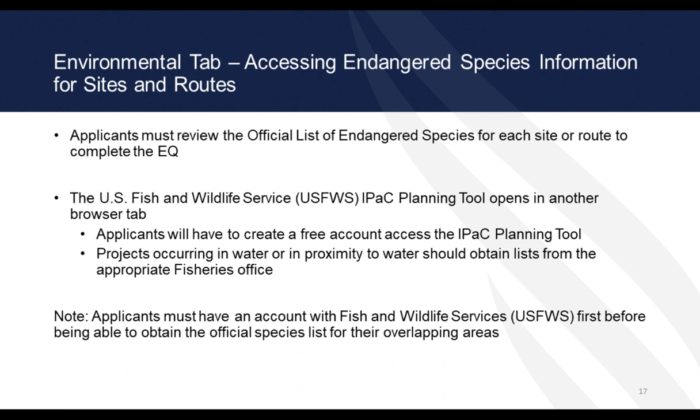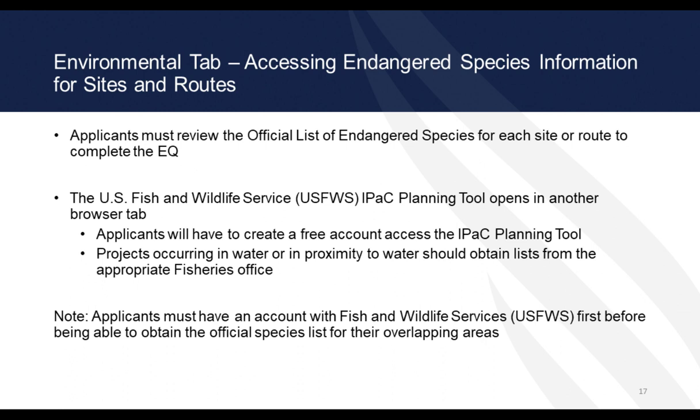Once the sites and routes have been completed on the construction map, go to the EQ page and scroll down until you reach the tables listing the sites and routes to find the Endangered Species Act information. You must review the official list of endangered species for each site or route in order to complete the EQ.